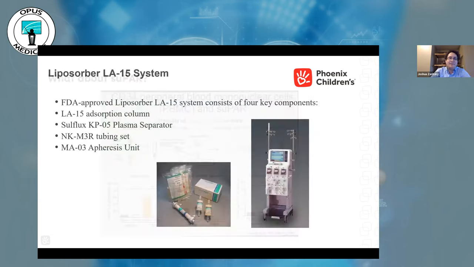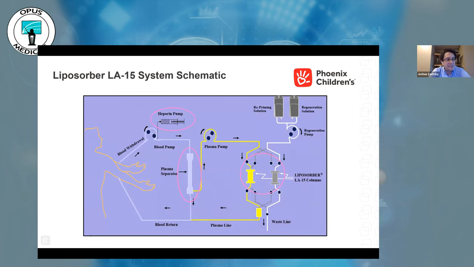So that's exciting stuff. Moving forward, let's talk about the Liposorber system. It's essentially an approved system for treating hyperlipidemia and also carries another indication for FSGS. It's basically filtration-based apheresis, and it's selective apheresis. When I say selective apheresis, what does that mean?